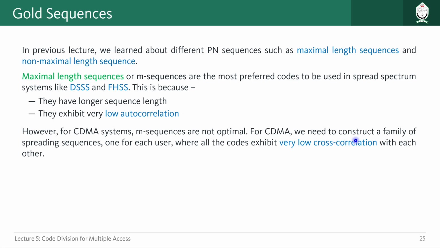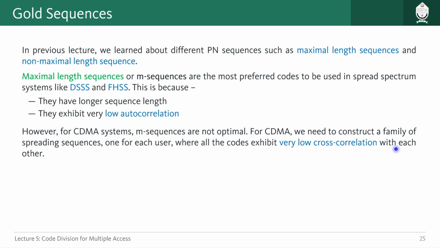We have to construct a family of spreading sequences, one for each user, where all the codes will exhibit a very low cross correlation with each other, because we are trying to mimic the property of orthogonal codes. Orthogonal codes, when correlated with each other, result in a value of 0. So orthogonal codes have these kinds of properties, and we want to use our PN sequences or M sequences in this case to behave like orthogonal codes.